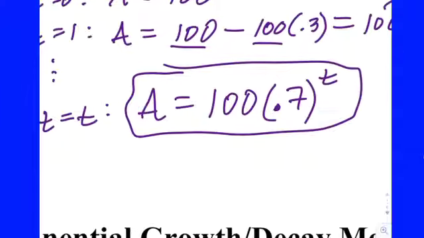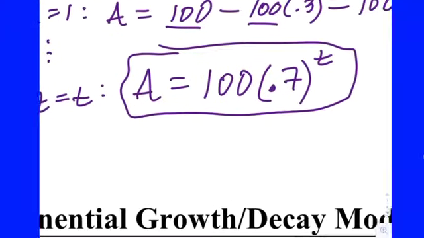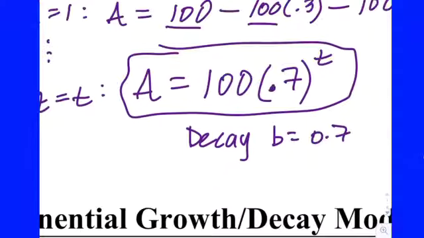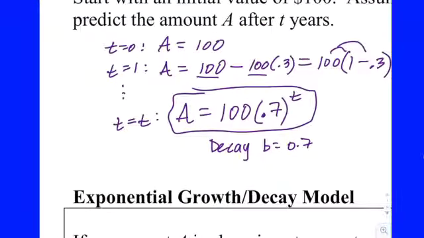Now this is obviously exponential what? Growth or decay? It's decay, because the base is 0.7, which is between 0 and 1. Now this should be intuitive to you. If we lose 30%, the base is 0.7 because that is what's left, right?